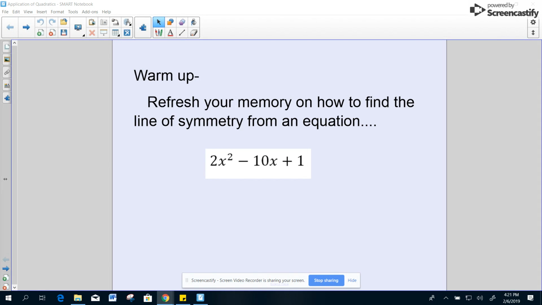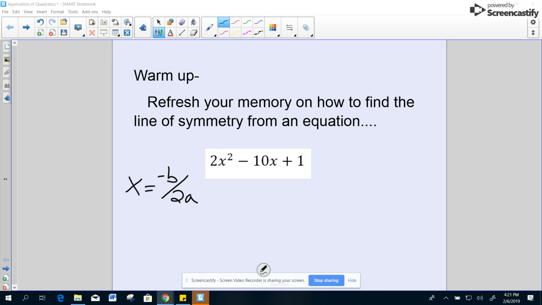Today we are going to start with a warm-up on refreshing your line of symmetry equation. So how do we find that? Remember, when we are working with equations that are in standard form, we take the opposite of b all over 2a. So line of symmetry is x equals opposite of b all over 2a.